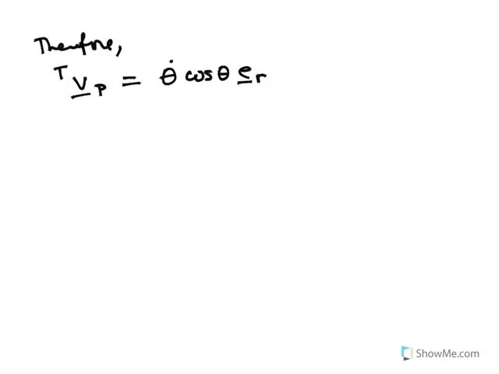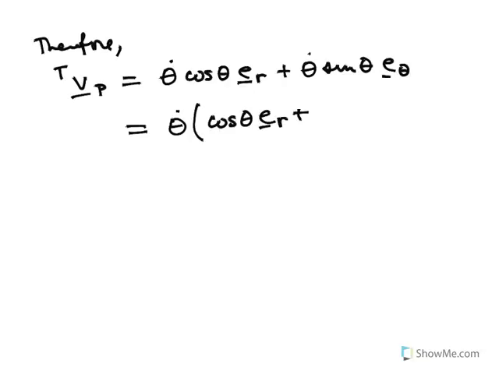So from this, I obtain that the velocity of P as viewed by an observer fixed to the track is equal to theta dot cosine theta ER plus theta dot times the sine of theta E sub theta, which I can rewrite by factoring out the theta dot, and I get theta dot times cosine of theta ER plus the sine of theta times E sub theta.